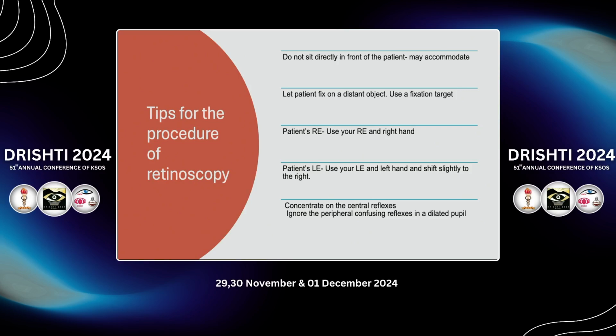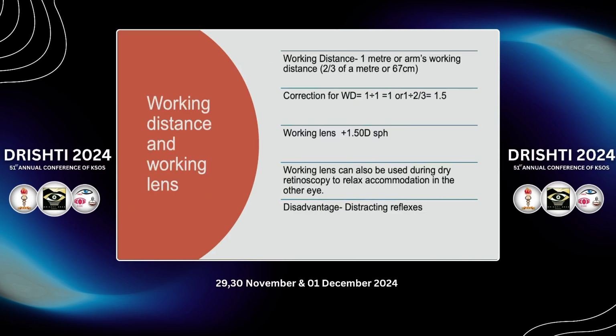And for the left eye, you just move slightly to the right and use your left eye and the left hand. Always concentrate on the central reflexes. Ignore the peripheral confusing reflexes, especially in a dilated pupil, because you will see a lot of peripheral reflexes. So you know about the working distance and the working lens, 1 meter or 2/3 of a meter.